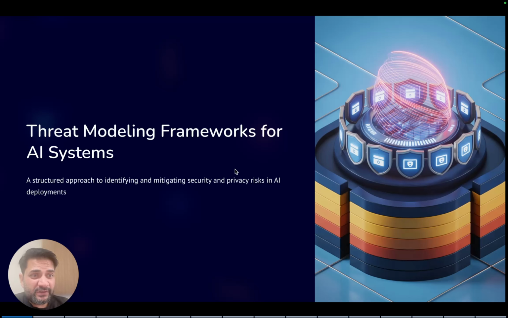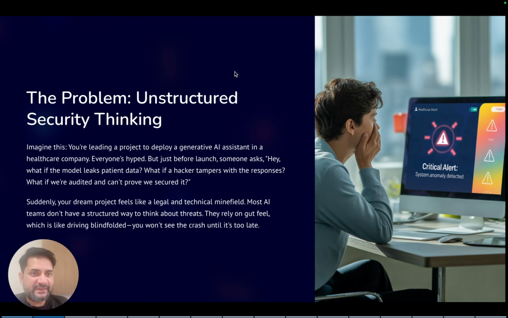Threat modeling frameworks, a structured approach to identifying and mitigating security and privacy risks in AI deployments. Now imagine this. You are leading a project to deploy a generative AI assistant in a healthcare company. Everyone is hyped, but just before launch, someone asks, "Hey, what if the model leaks patient data? What if a hacker tampers with the responses? What if we are audited and can't prove we secured it?" Suddenly, your dream project feels like a legal and technical minefield.